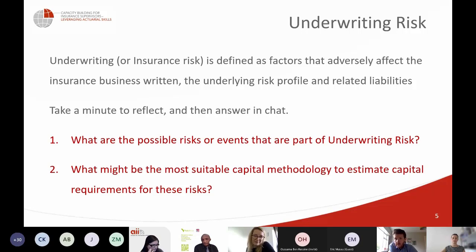This is good points coming up. Reserving and pricing, we've covered those from Rawan. Expense risk, yeah. Dana, do you want to explain a little bit more on expense risk? A few examples on what that would mean?